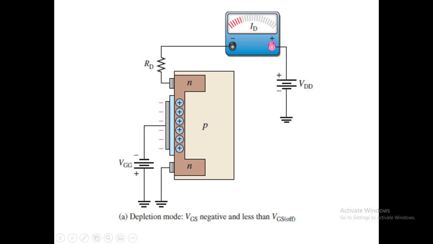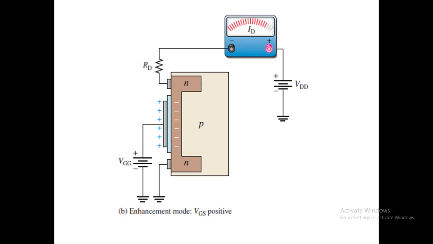If we go on increasing the negative voltage, then more positive charges, or more field, is created in the n type channel, and that will reduce the conduction of this MOSFET. So when the gate voltage applied is negative, that is called depletion mode, and when we increase the gate source voltage on the negative side, that reduces the conduction.